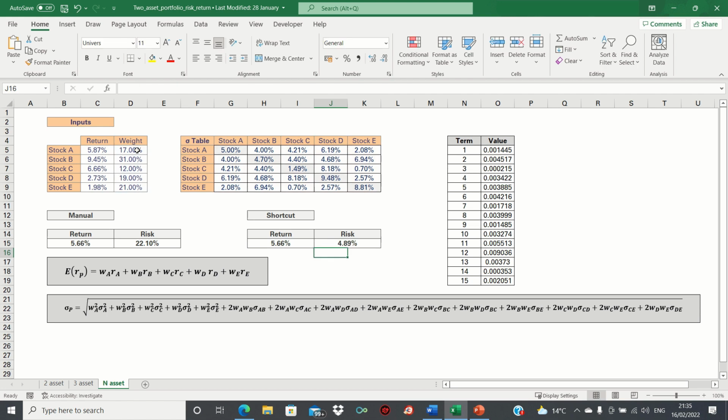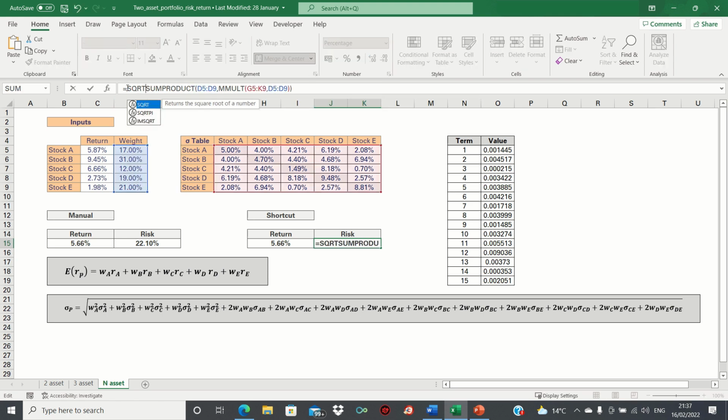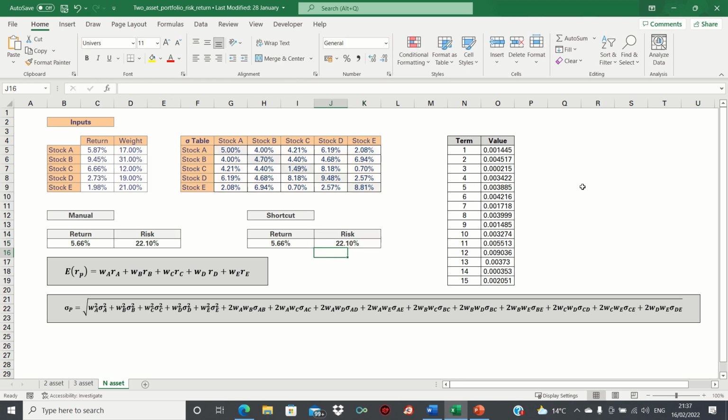Writing the function in this way has the same impact as calculating the variance using the formula. To calculate the standard deviation, we simply have to type the square root function in front of our formula and then click enter. This gives us 22.1%, which is exactly the same as the standard deviation calculated manually. So that's how you can calculate the expected return and standard deviation of a 5-asset portfolio in Excel.